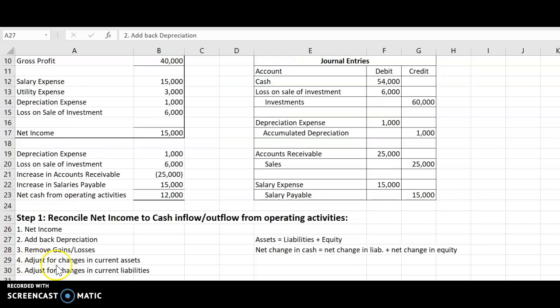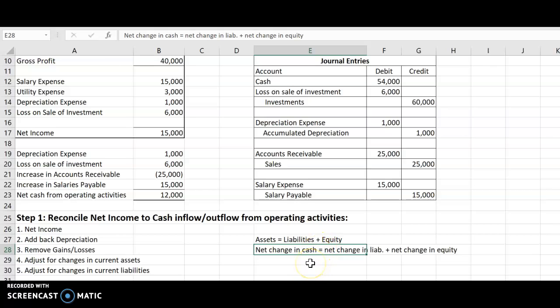Okay, the next one says adjust for changes in current assets. If you think about your accounting equation, assets equal liabilities plus equity. That could be owners' or stockholders' equity. We could also take this even further and say net changes in assets equal net changes in liabilities plus net changes in equity.